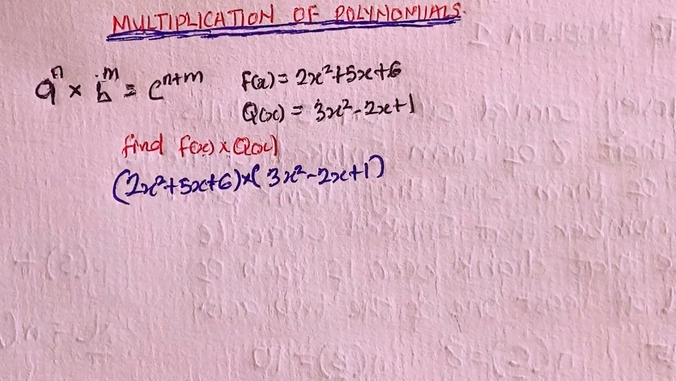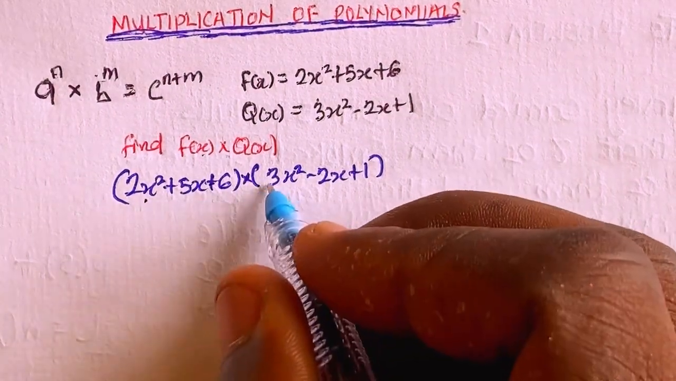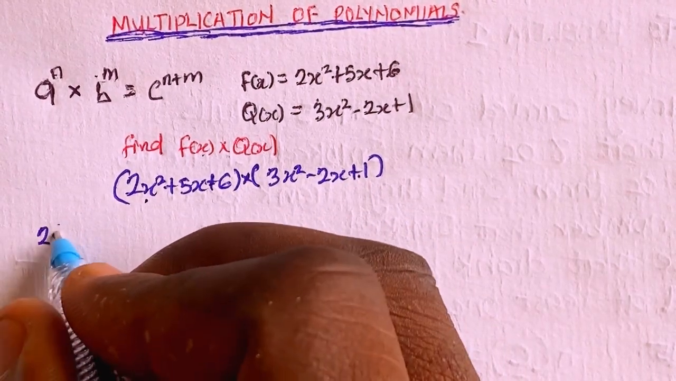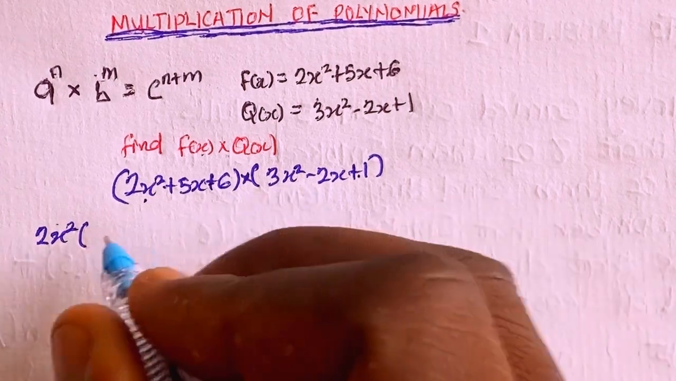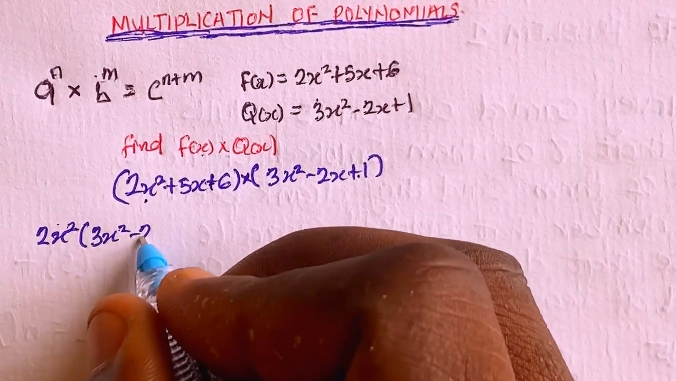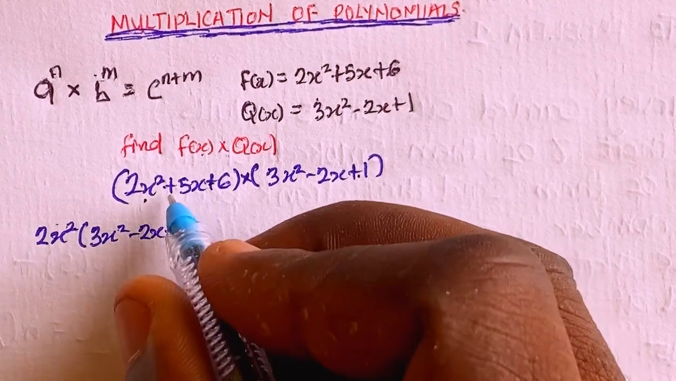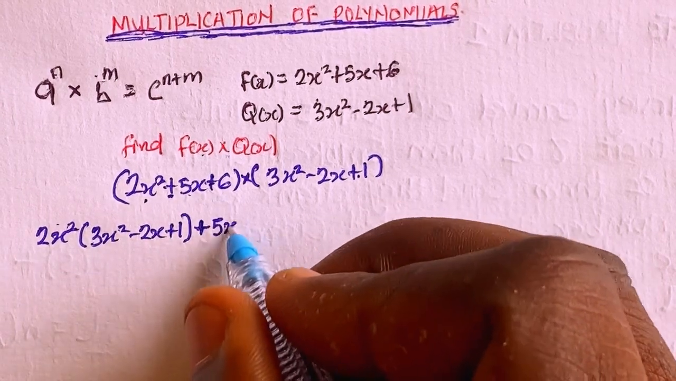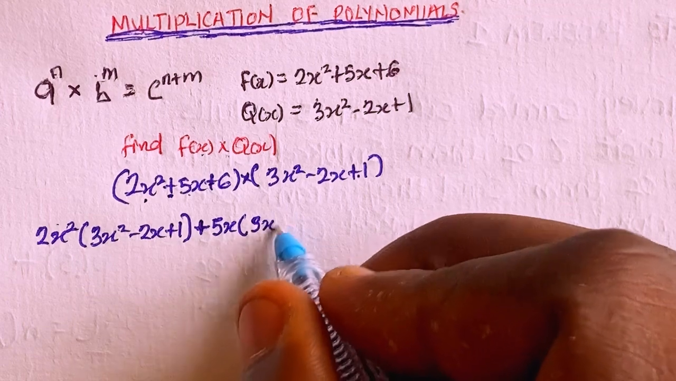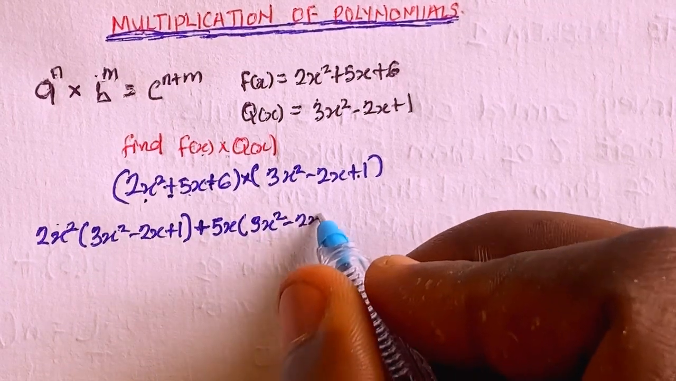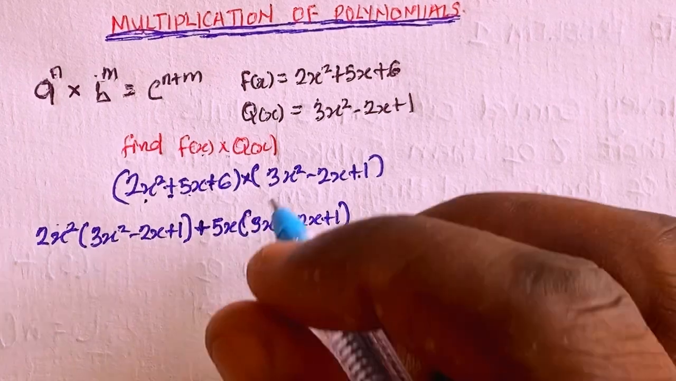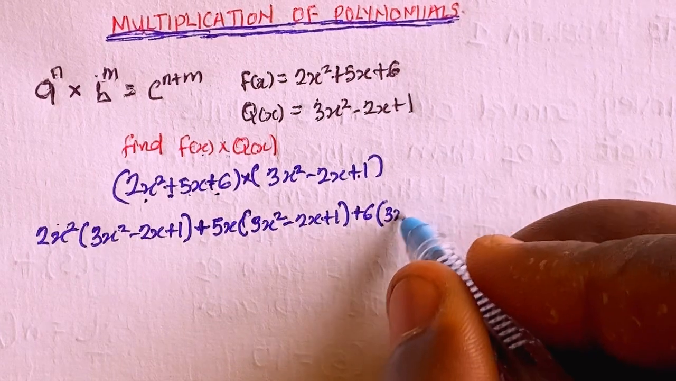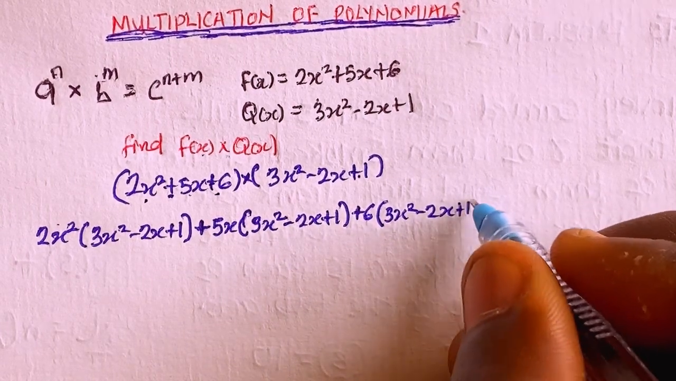So now what you are going to do is bring these two and use each term to multiply everything here first. So you are going to have 2x squared, then open a bracket, put this inside, 3x squared minus 2x plus 1, right? Then you have a plus, you are going to put this plus. You have 5x, then use it to multiply everything here, 3x squared, then here you are going to have minus 2x plus 1. You close the bracket. Then after that, you have plus 6, positive 6 here, then open a bracket, you're going to have 3x squared minus 2x plus 1.